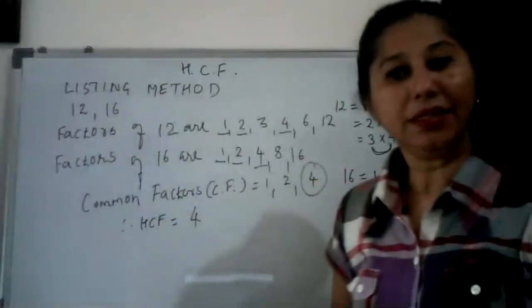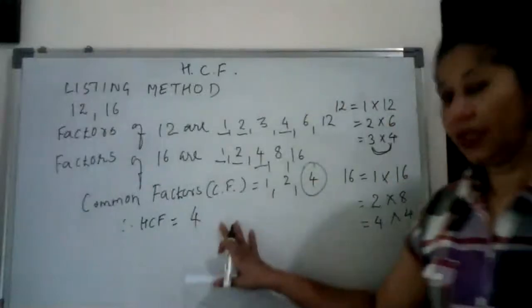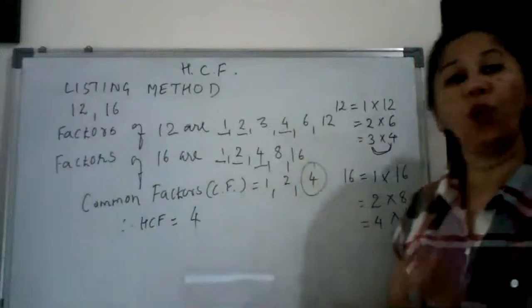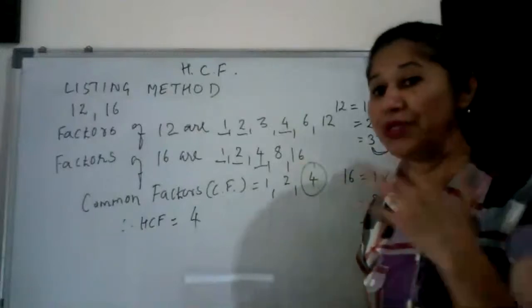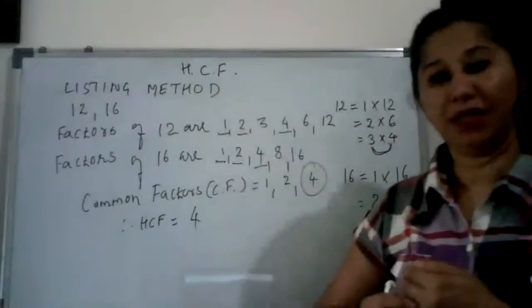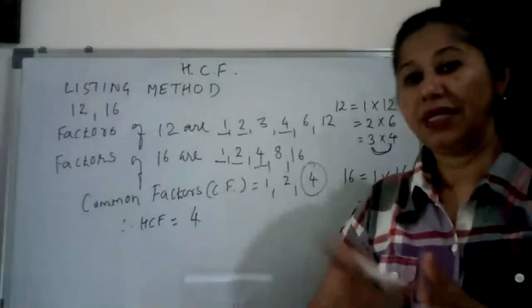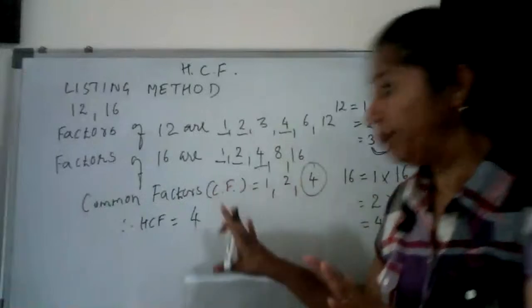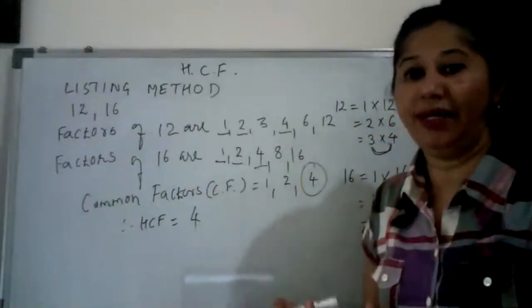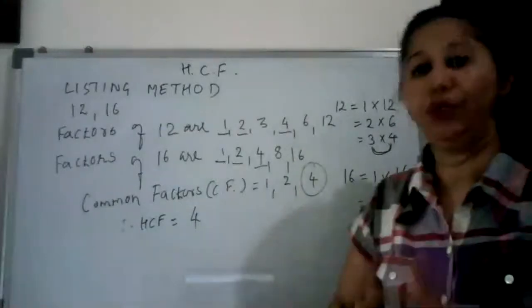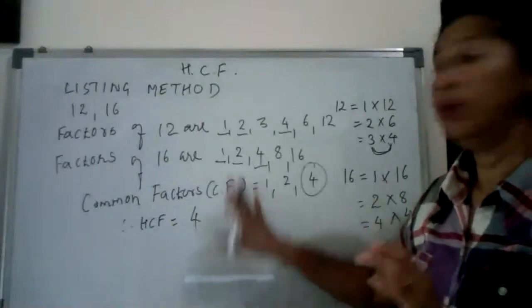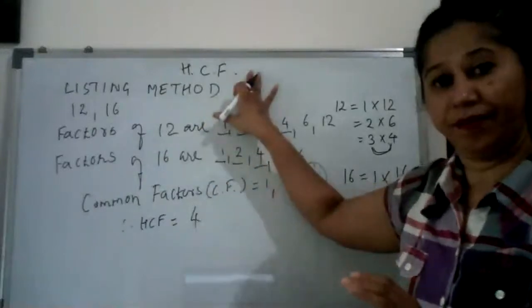I hope this is clear. Yes? You forgot to mention the number itself. The number itself is always a factor. I hope you remember those statements I taught you. So this is the method. This is called the listing method. Fine. I would be sending the notes, so don't worry about the writing part. But do follow the method once you get it, and using that only you do the sums, right? Okay. So this is called the listing method to find HCF.